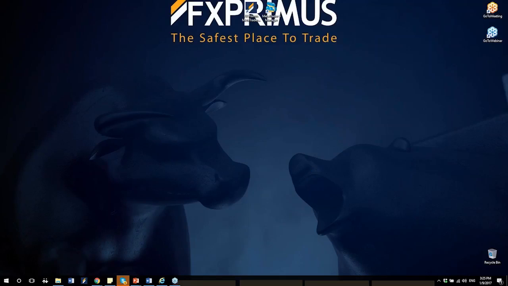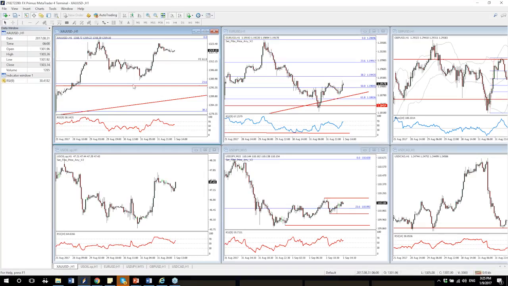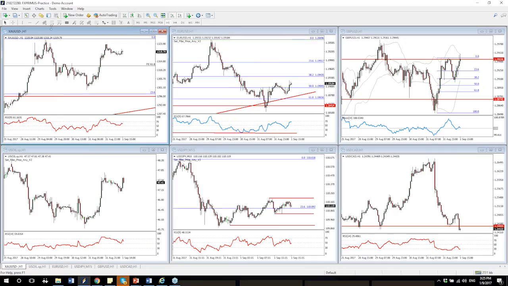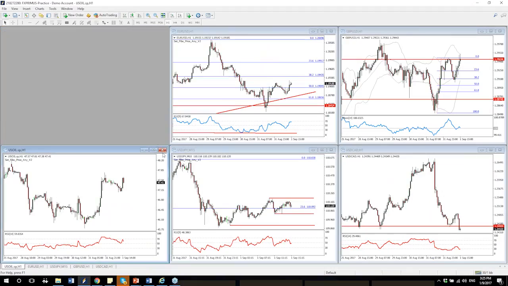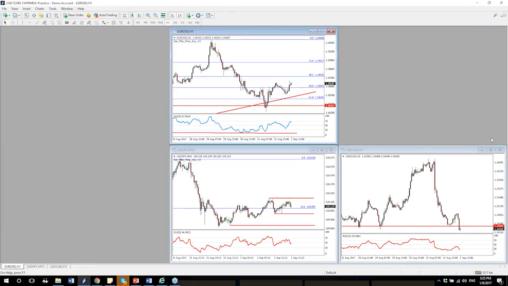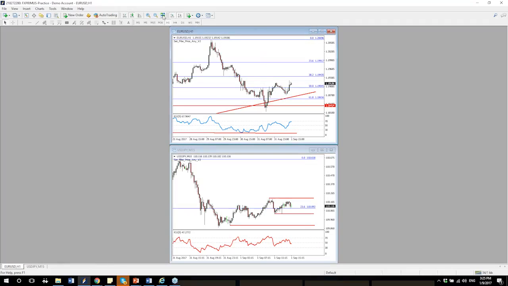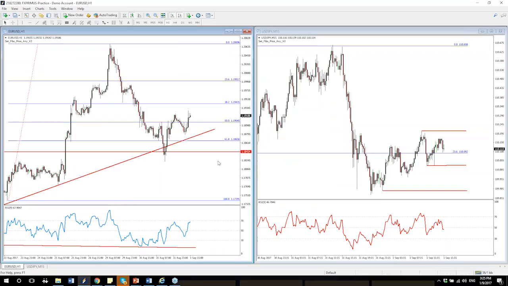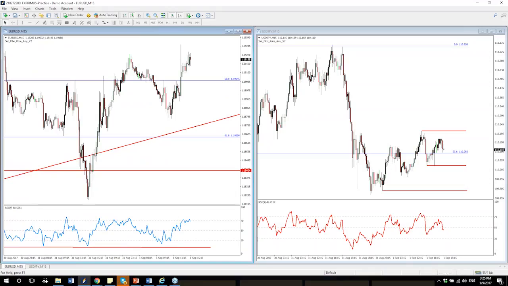And I'm going to go through quickly, just draw some support, some resistances, and some Fibonacci's. Okay, let's close gold, oil. Let's just keep those two open. Okay, euro dollar and dollar yen. Okay, as you have seen, I have drawn a couple of lines here on the recent low and recent high on the dollar yen. Okay, let's do the same on the euro dollar.